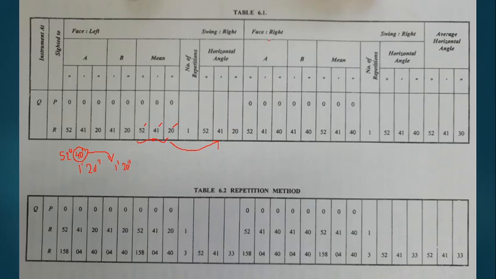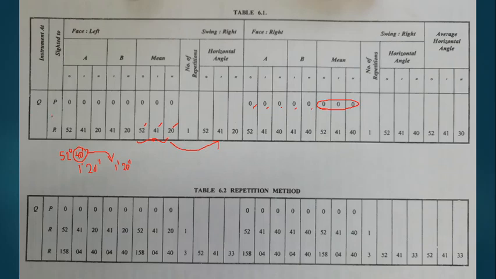Coming to face right, with the face right also we need to bisect the QP line with the 0 reading. So 0 degrees 0 minutes 0 seconds, and vernier B is also 0, therefore the final reading is again 0 only.